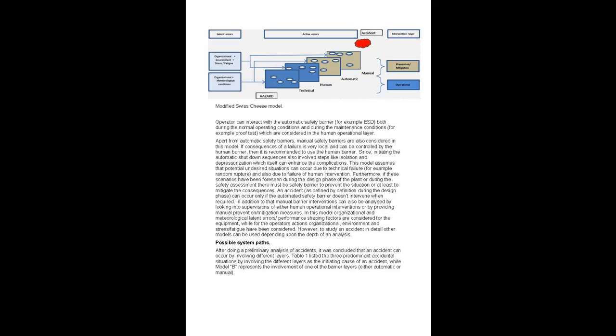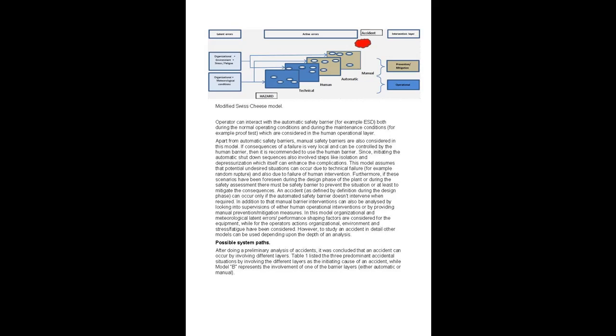Apart from automatic safety barriers, manual safety barriers are also considered in this model. If the consequence of a failure is very local and can be controlled by the human barrier, then it is recommended to use the human barrier, since initiating the automatic shutdown sequences also involves steps like isolation and depressurization, which can themselves enhance the complications.